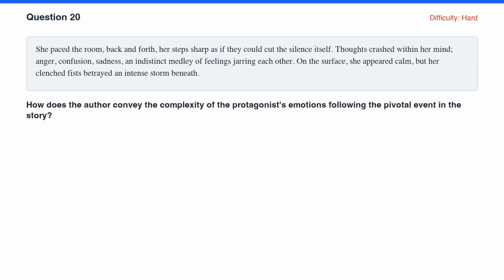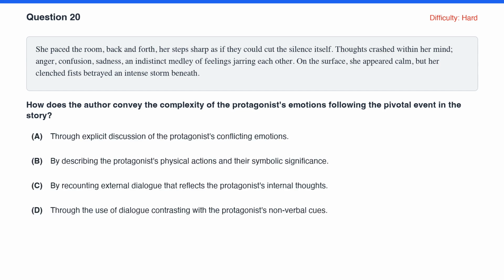Question 20 of 25. Another hard one. This passage is titled Fragment from a Margaret Atwood's novel. The passage shows a woman pacing with sharp steps and clenched fists while a storm of anger, confusion, and sadness churns inside her. The question asks how the author conveys the complexity of her emotions after the pivotal event. We need to identify the technique the author actually uses.